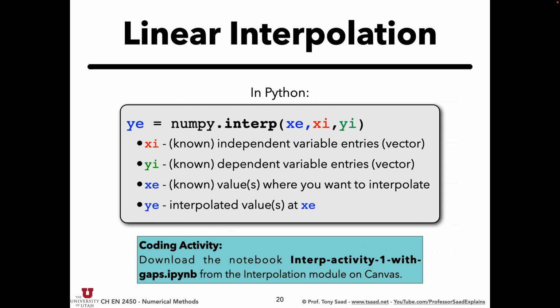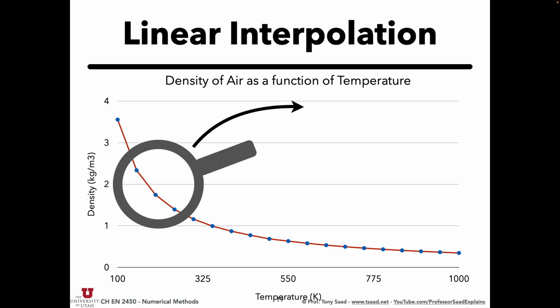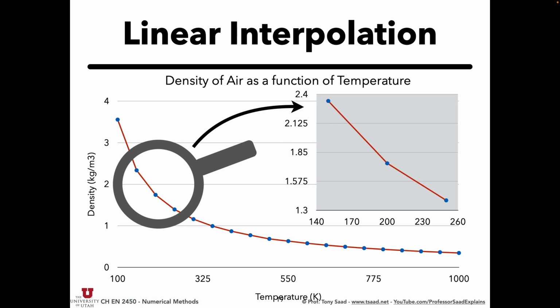xi is the known independent variable entries. Those are all the x input values, so i stands for input. All of the input values on the x-axis. Those are the discrete data that you're given, so 100, 200, 300 for the temperature in the density and temperature example. yi are the known dependent variable entries that you are given. If you go back to the previous plot, those would be the density values.